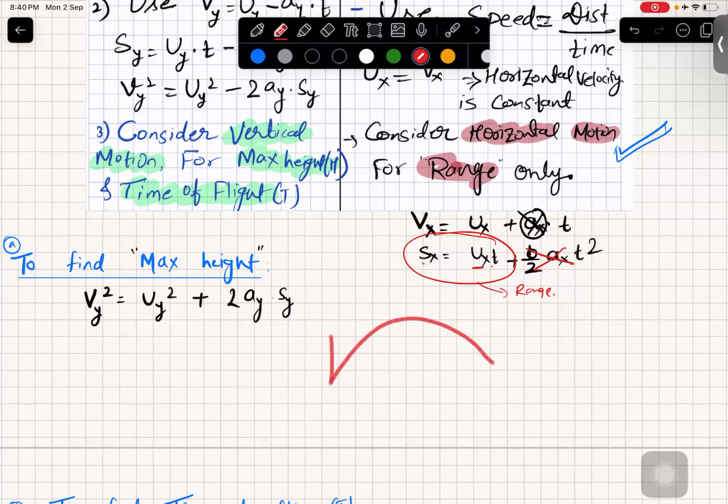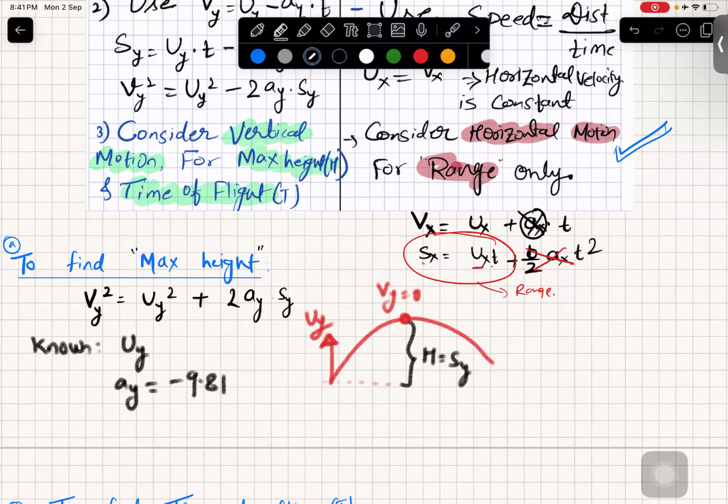So I would definitely know its initial vertical velocity using that component thing. And at max height, the Vy will be zero. And I'm looking for this height, which I'm going to call the maximum height, h, which is the same as s with the suffix 1. So what are the knowns and unknowns? The known is u1, acceleration in y direction, and then Vy will be zero at this point.